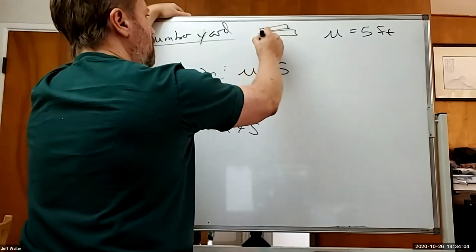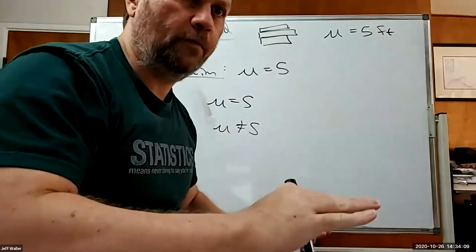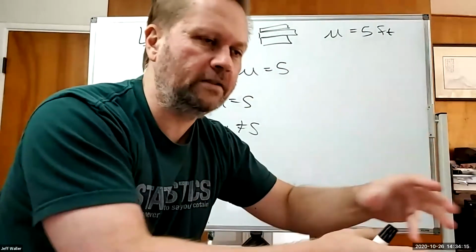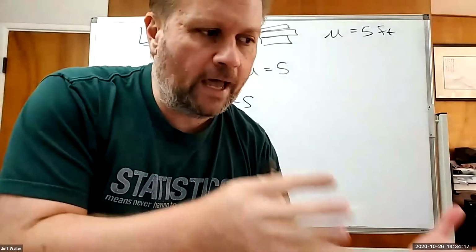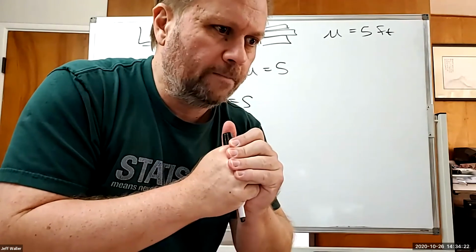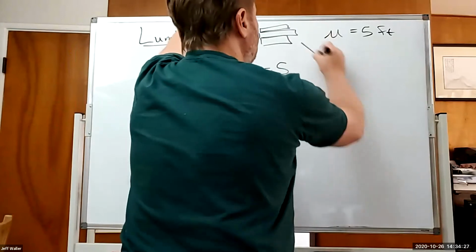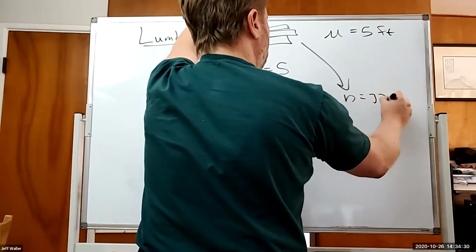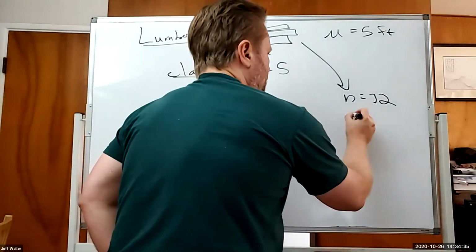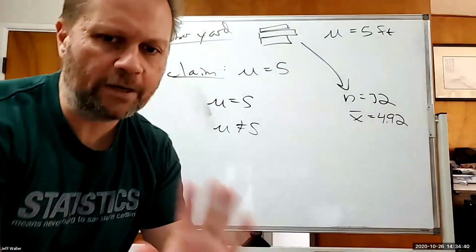I'm not going to look at all of his lumber because there's a ton of it. It's just everywhere, right? So I'm going to take a random sample. I'm going to walk around and dig through, and I've got some people helping me out. We're going to randomly sample a bunch of these pieces of wood, and then obviously we're going to take a mean. Let's say I take a sample of 32 pieces of wood, and I get a sample mean of 4.92. Stay with me. Is everybody with me?